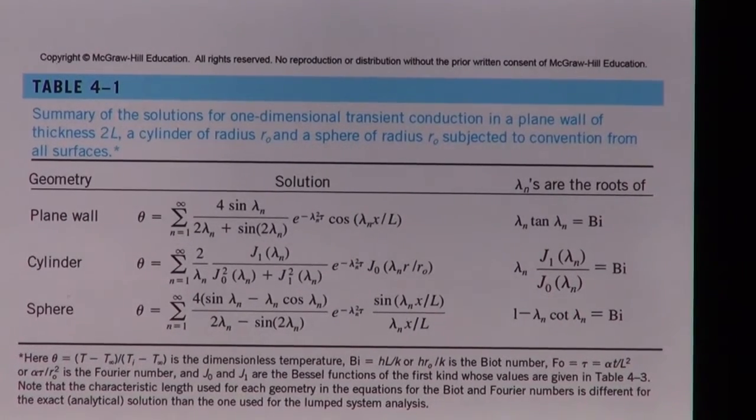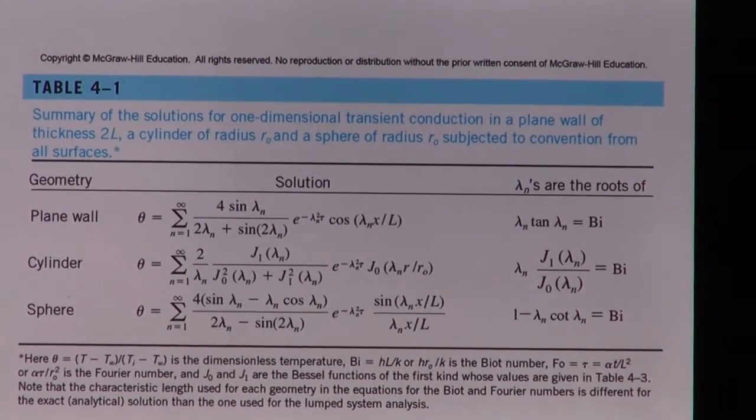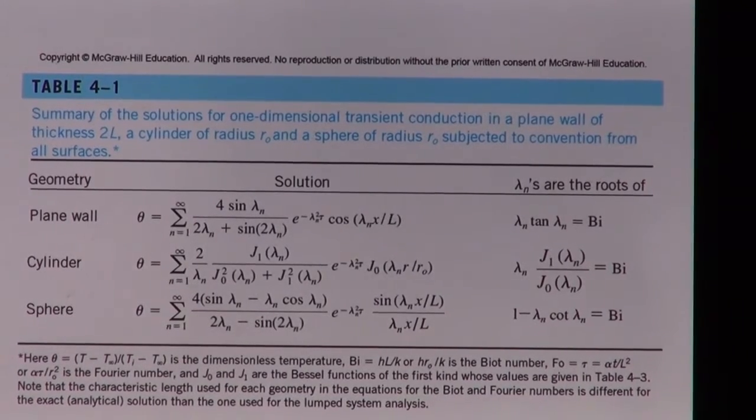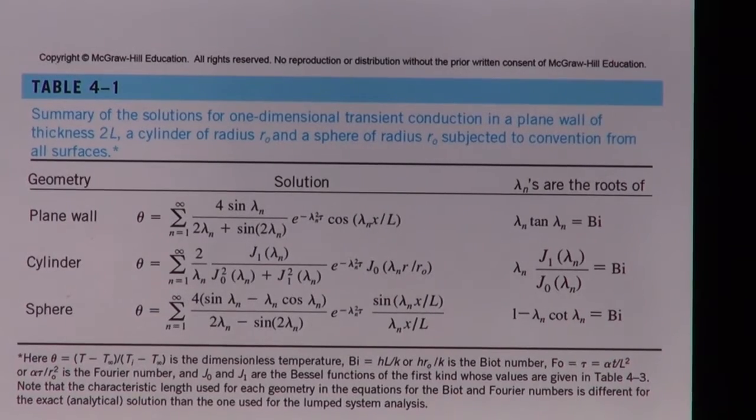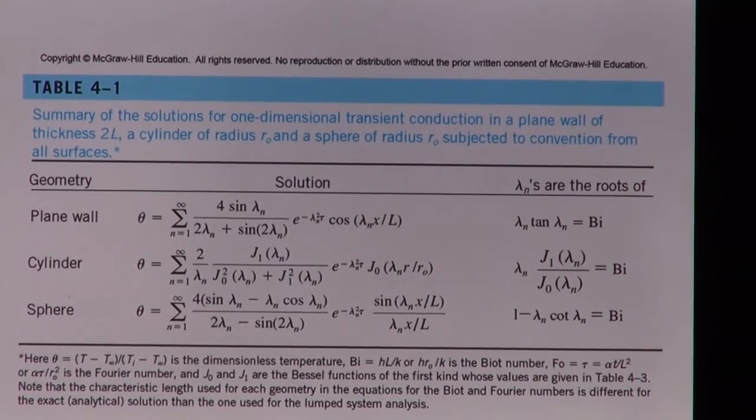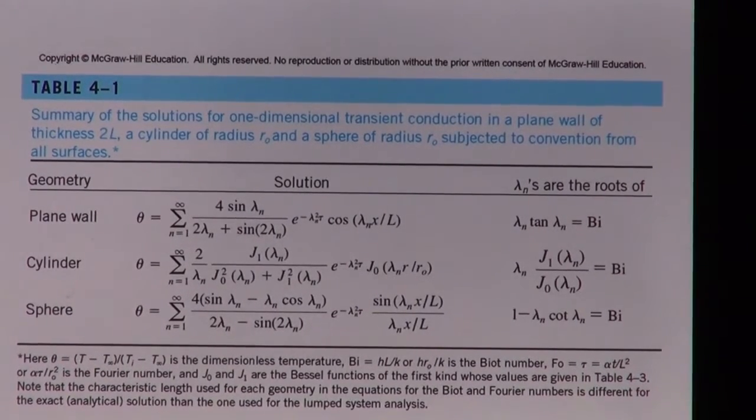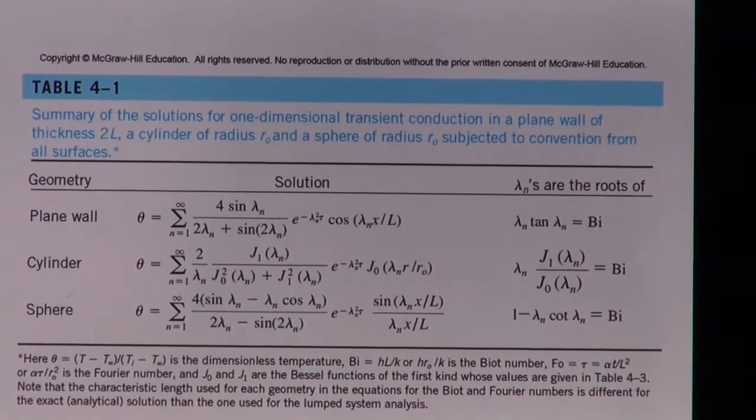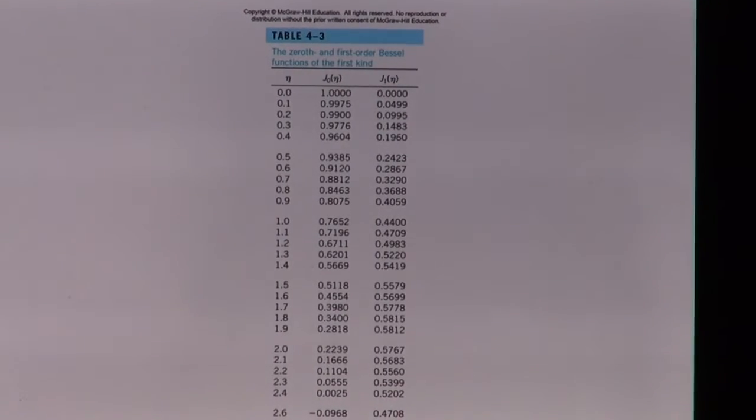So with the second solution for a cylinder, what is different from that solution from that of a plane wall is what? You'll see two J's there. Okay. Now those J's are the solutions of a Bessel function. We've done that also in mathematics. So it is just part of the procedure of trying to get a solution out for this problem. And those can be found in table 4.3.